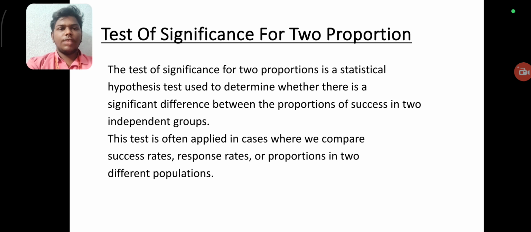The test of significance for two proportions is a statistical hypothesis test used to determine whether there is a significant difference between the proportions of success in two independent groups. This test is often applied in cases where we compare success rates, response rates, or proportions in two different populations.